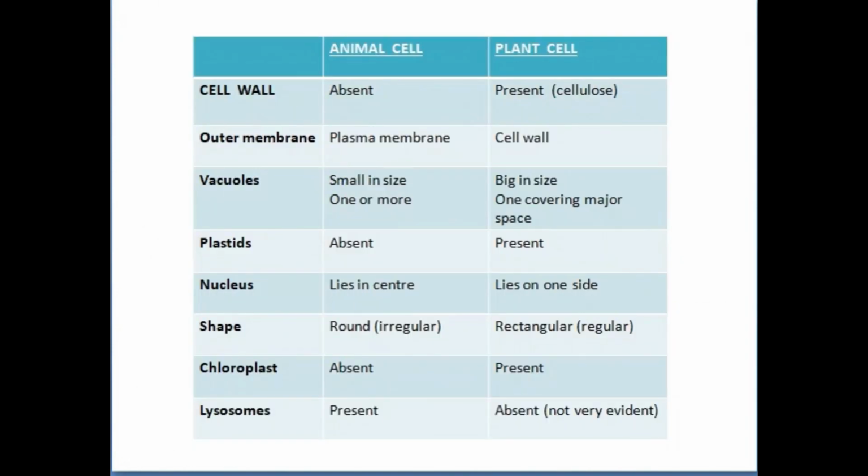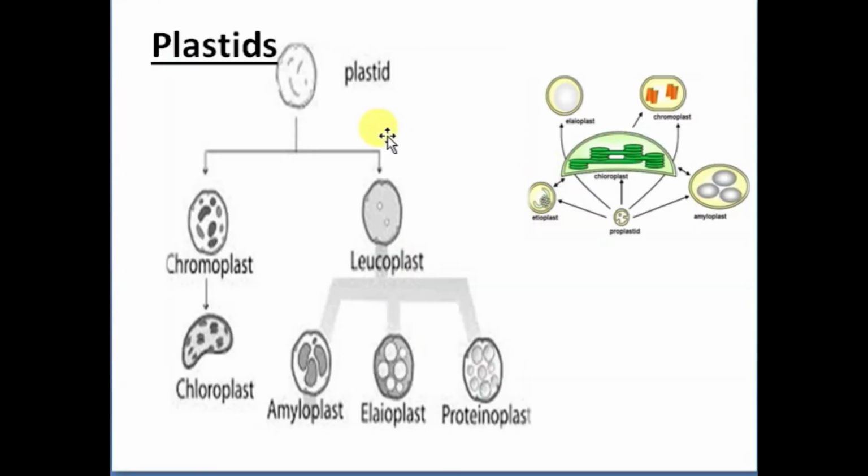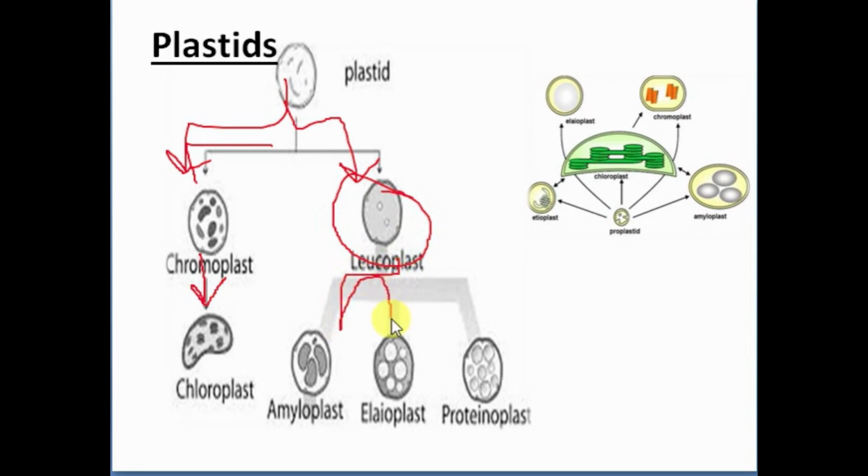So let's discuss plastids. Plastids are of two types: chromoplast and leucoplast. In chromoplast we have chloroplast. So this was about plastids, chromoplast and chloroplast. Then in leucoplast there are three divisions: amyloplast, elaioplast, and proteinoplast. So these three are there.